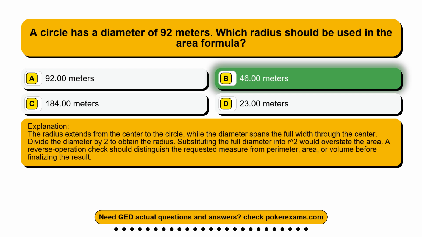The radius extends from the center to the circle, while the diameter spans the full width through the center. Divide the diameter by 2 to obtain the radius. Substituting the full diameter into r squared would overstate the area. A reverse subtraction check should distinguish the requested measure from perimeter, area, or volume before finalizing the result.